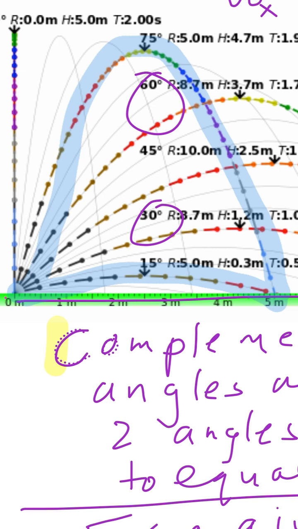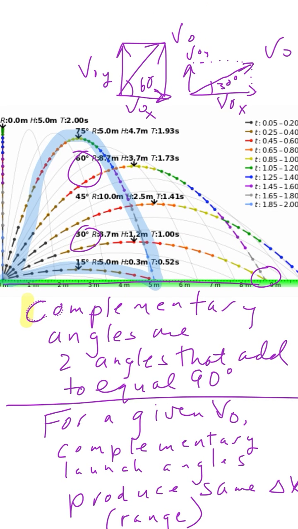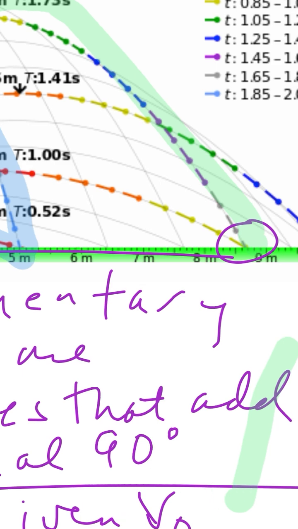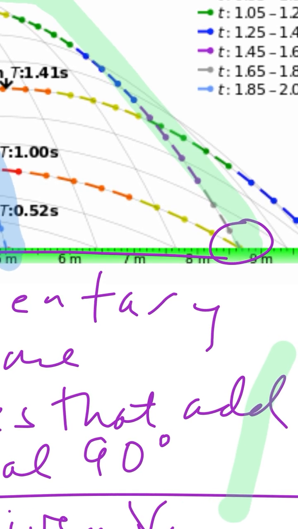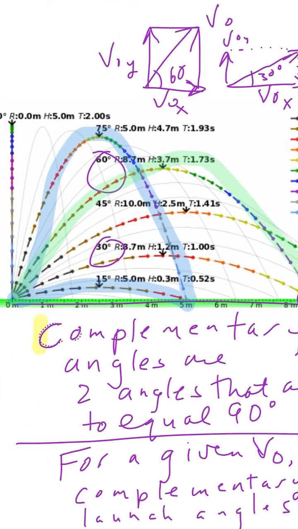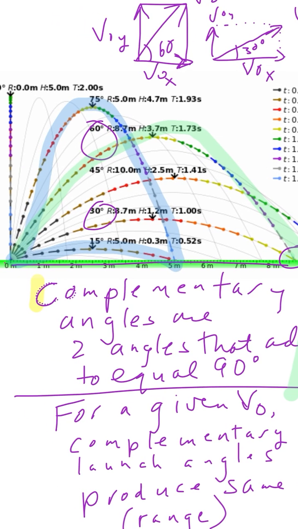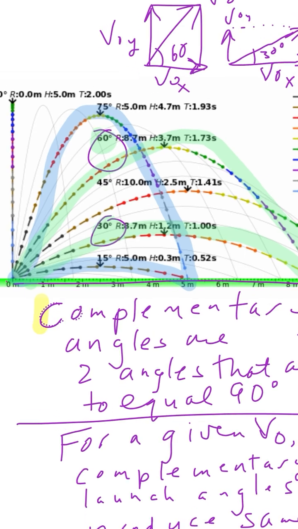Okay, let's do another one. How about the one that goes at 60 degrees? It looks like it hits at about 8.7 meters downrange. So what gives me the same delta X? 30 degrees. Now what can you see about these? 30 and 60.